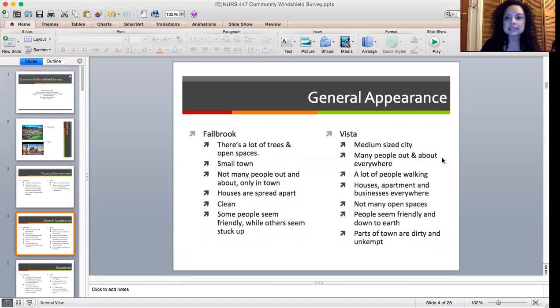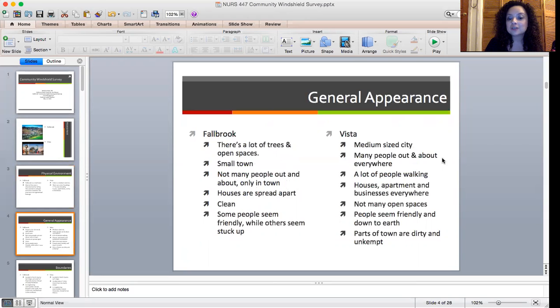General appearance. So in Fallbrook, there are a lot of trees and open spaces. It's a small town. Not many people are out and about, only when you're in town. You don't see many people out and about in the neighborhoods. Occasionally, you'll see some people running, taking walks, biking for recreation.